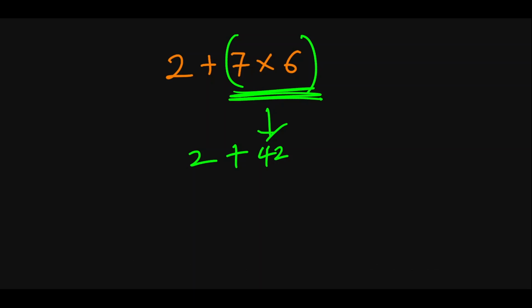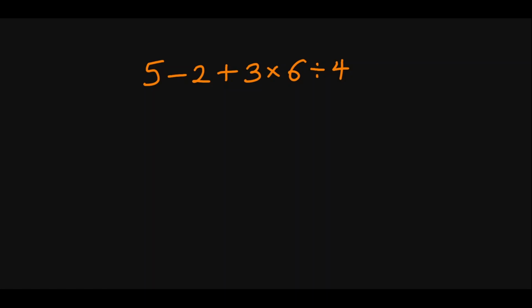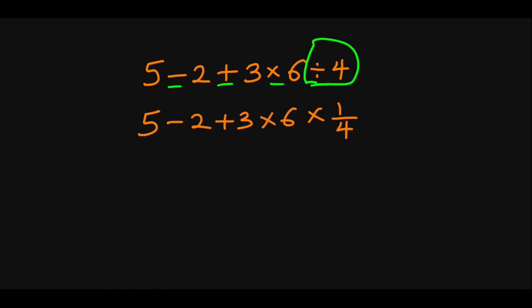Let us now take an example that has as many of the operators or as many of the items on the BODMAS or PEMDAS list as possible, so that we can see how it applies. So in this example, all the operators are from different families. We have minus, plus, times, and division. Now remember what I said. Based on the concepts we've talked about, the first thing we will do is to convert this divided by 4 to multiplication, so that it will be easier for us to understand what we are doing. When we do that, it gives us 5 minus 2 plus 3 times 6 times 1 over 4.